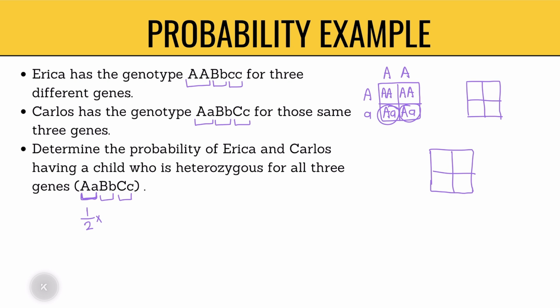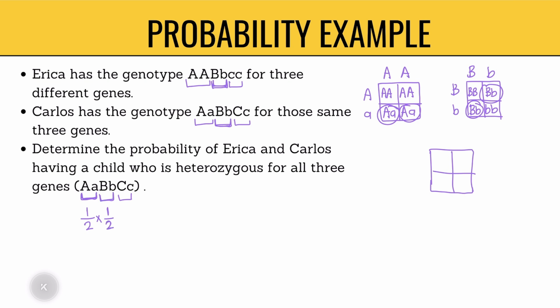Okay, so then I do the same thing for trait B. Both Erica and Carlos are heterozygous for trait B. So then I fill out my Punnett square, like so. And 1, 2, 2 out of 4, or 1/2, are heterozygous.